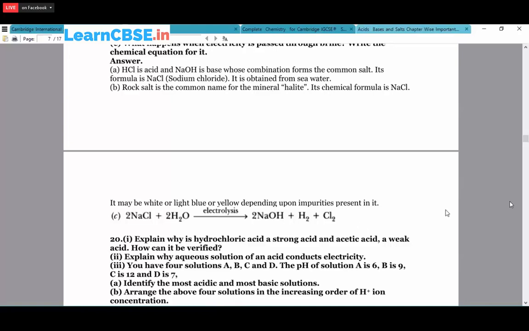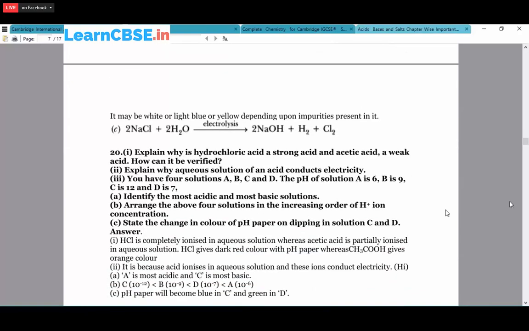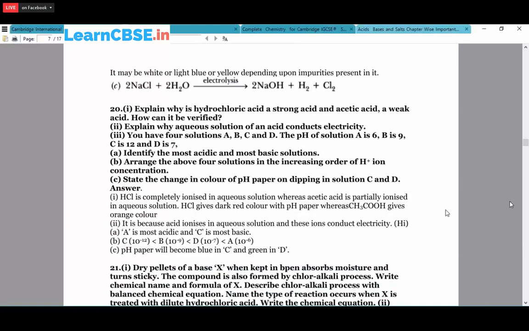Explain why hydrochloric acid is a strong acid and acetic acid is a weak acid. How can it be verified? Strong acid means it is completely ionized. If we take 100 molecules of HCl, we get 100 H plus ions and 100 Cl minus ions. So it is completely ionized.